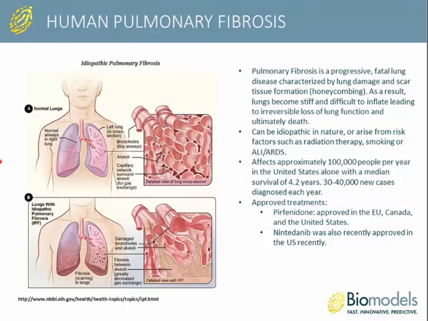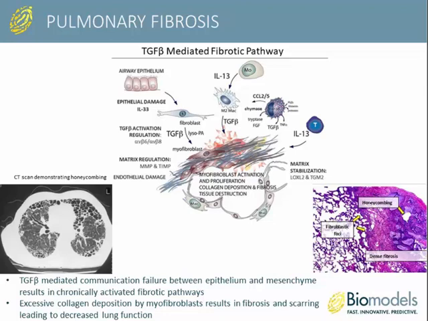And as I had mentioned previously, this affects about 100,000 people per year in the U.S., with a mean survival of 4.2 years, and we see about 30,000 to 40,000 new cases per year. And currently, there are a few approved treatments, but there is currently no cure for this disease. Approved treatments include pirfenidone and nintedanib, which were recently approved in the U.S. So as I had mentioned before, the TGF-beta pathway is central to driving fibrosis in a number of these disease models. And in this model, it's been shown that TGF-beta mediates communication failure between the epithelium and mesenchyme, which results in a chronically activated fibrotic pathway.